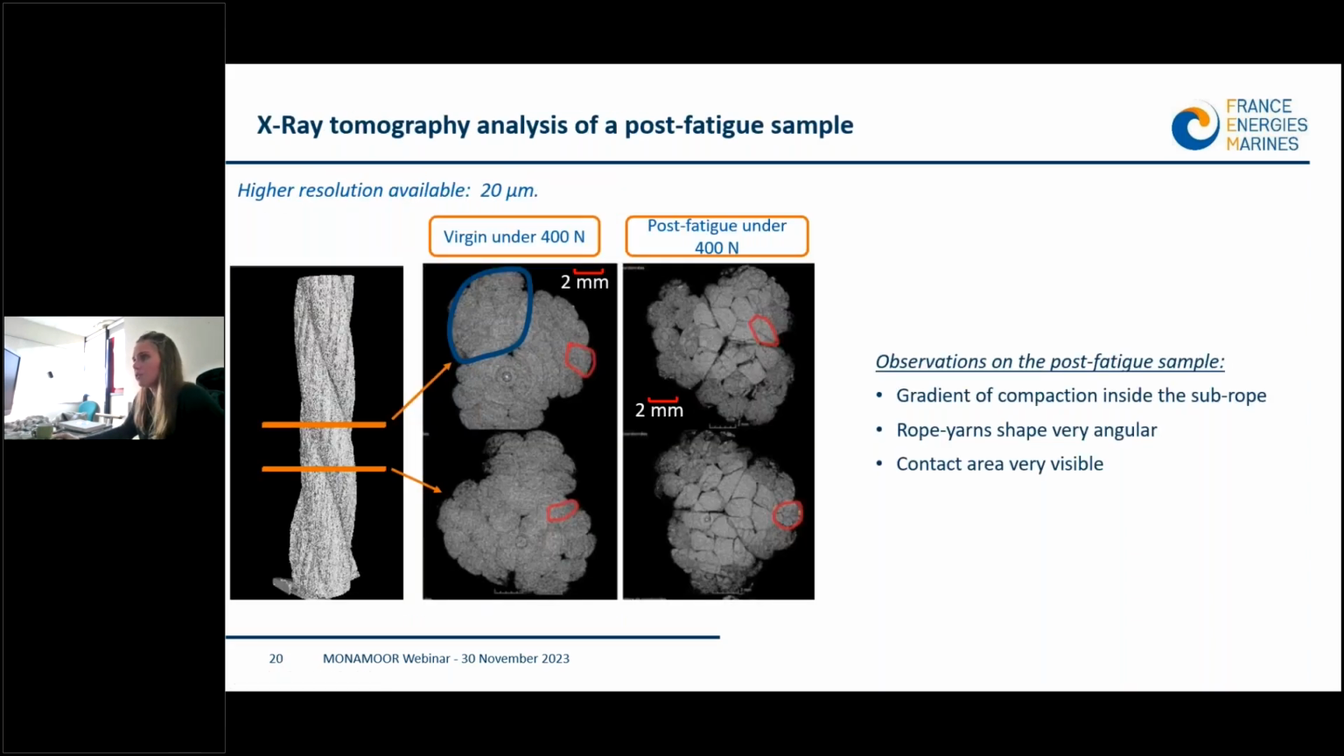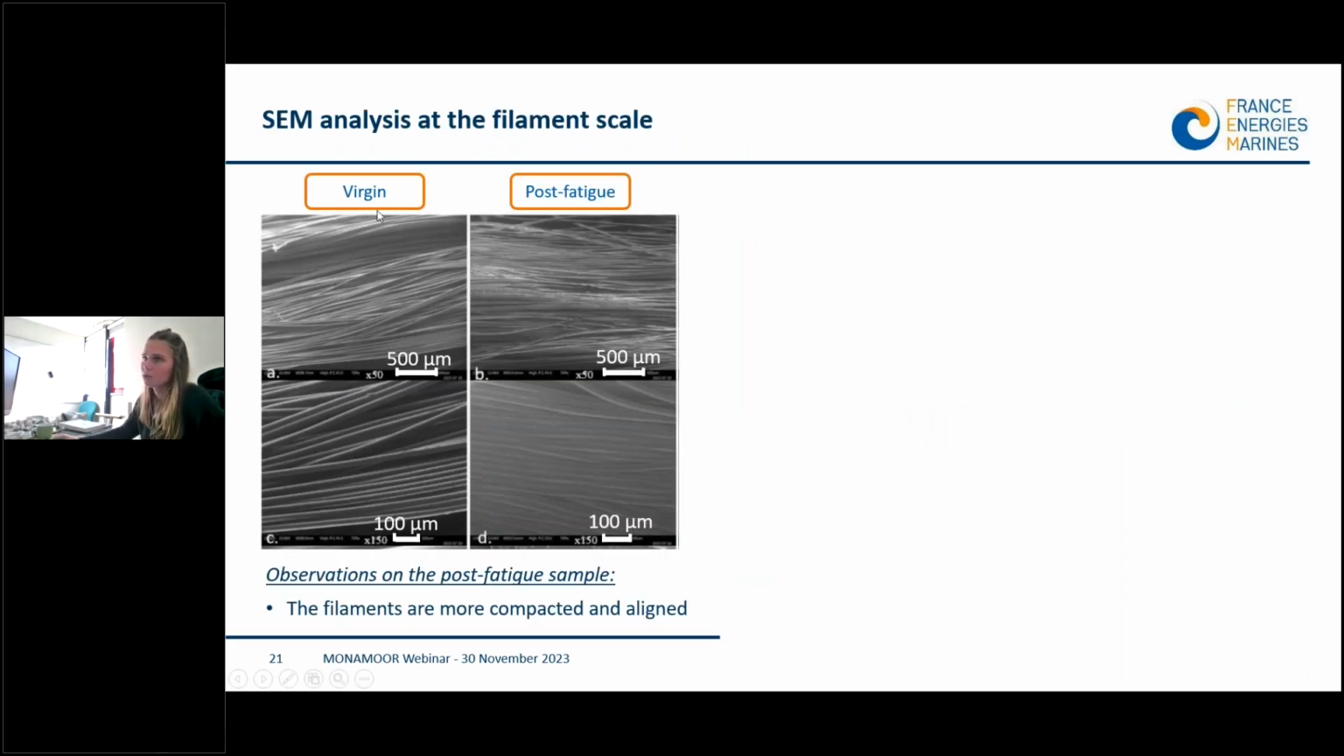And so, if we look at the material, the fibers constituting the rope yarns, we performed electronic microscopy images. On the right is the post-fatigue sample, and on the left the virgin. We could show that this change of optical shape we observe on tomography is only due to the organization of the material that is more compacted and the fibers are more aligned.